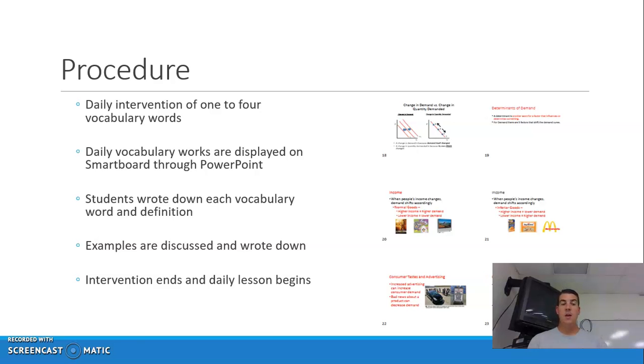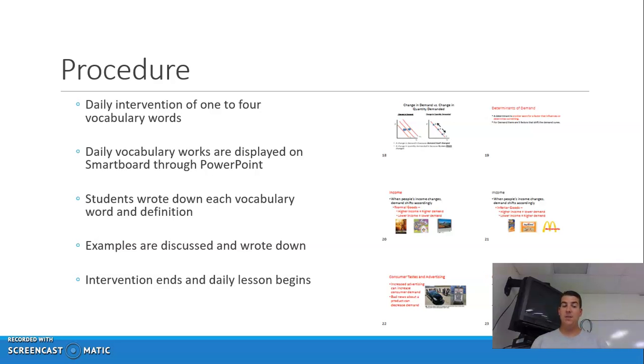Procedures. The daily intervention of 1 to 4 vocabulary words. When students would enter the classroom before the lesson starts, they would be introduced to vocabulary words that are going to be unfamiliar that they're going to see for the day. So on the smartboard, when the students would come in, would be the vocabulary words with definitions that they would need to write down in their notebook in their section just for vocabulary words.